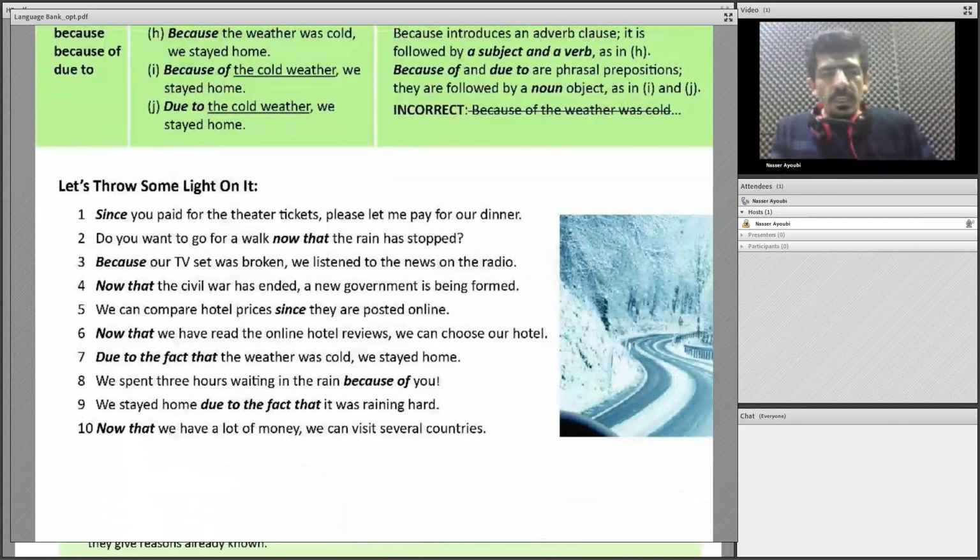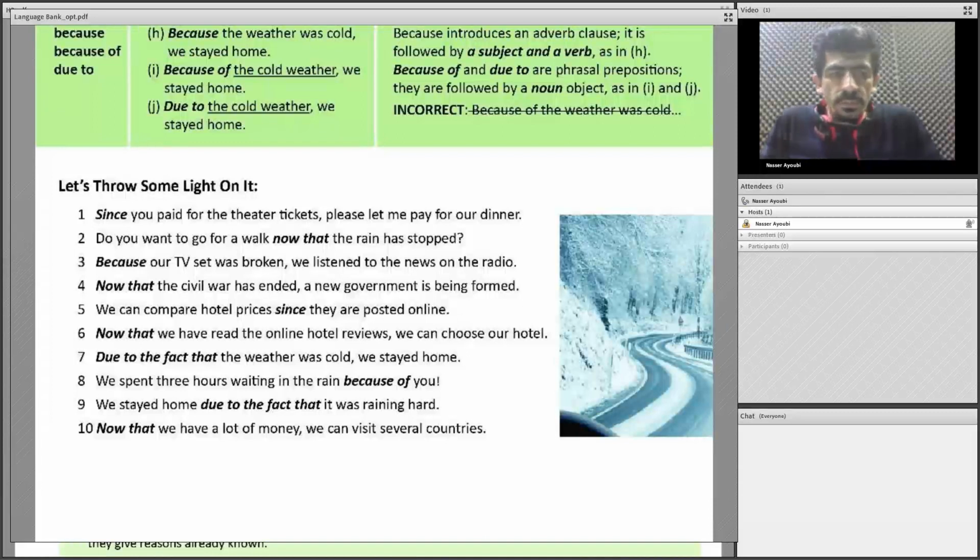Okay? We've got more sentences here. I'm gonna read a couple of them. One, since you paid for the theater tickets, please let me pay for our dinner. Given the fact that you paid for the theater tickets, please let me pay for our dinner. Or number two, do you want to go for a walk now that the rain has stopped? Or you can say, now that the rain has stopped, do you want to go for a walk?